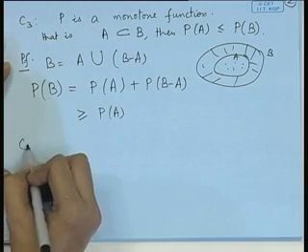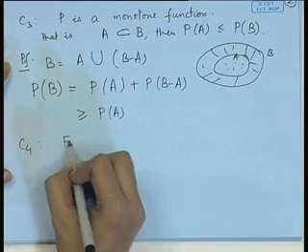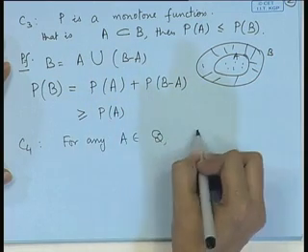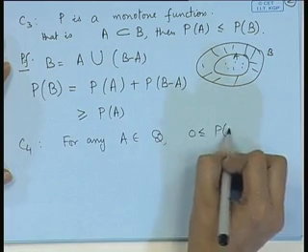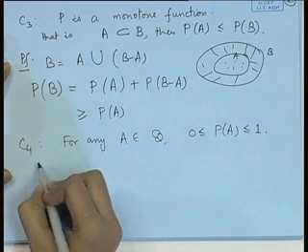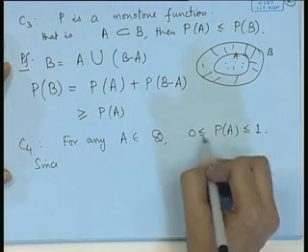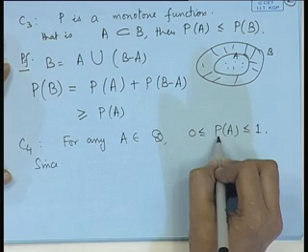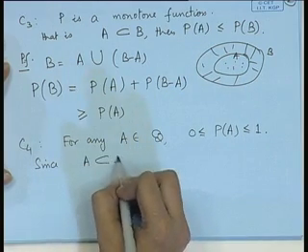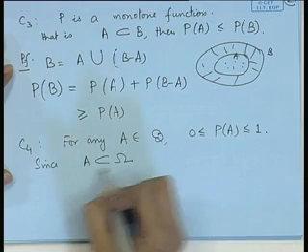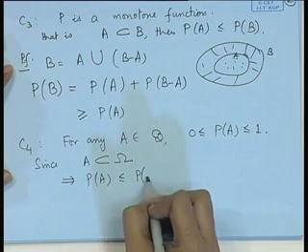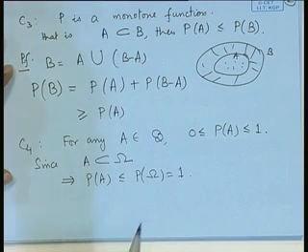As a further consequence, we have that for any event A, the probability of A lies between 0 and 1. Now, the first part of this is always true because of the P1 axiom. Now, A is a subset of omega for every A. This implies that the probability of A is less than or equal to the probability of omega, that is equal to 1.